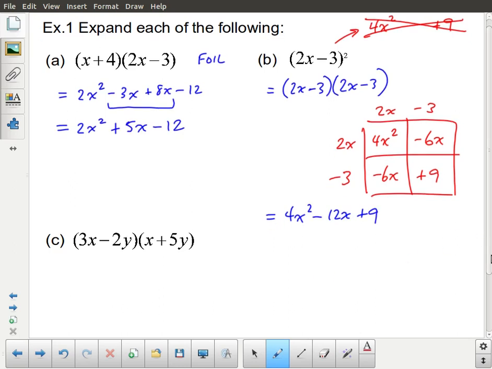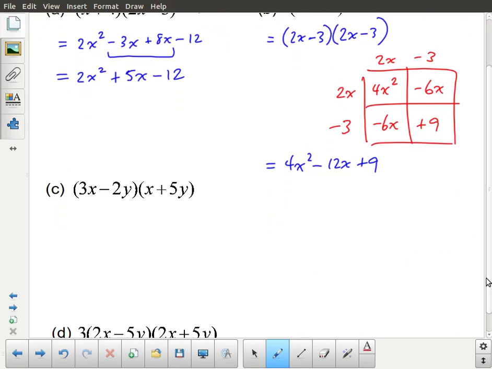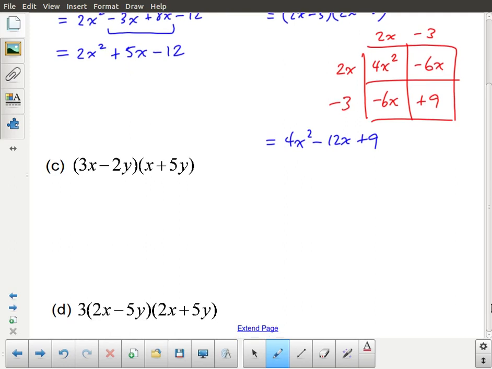And then this last one, you could do it either way. Oh, it's not the last one. So there's another opportunity for you to jump ahead there. I'll work on C. So for this one, again, I'm just going to go ahead and use FOIL.